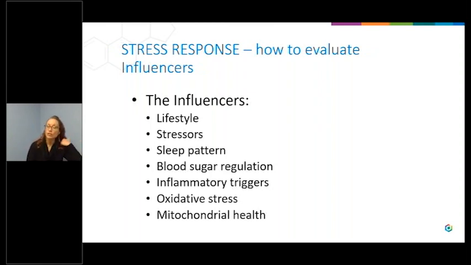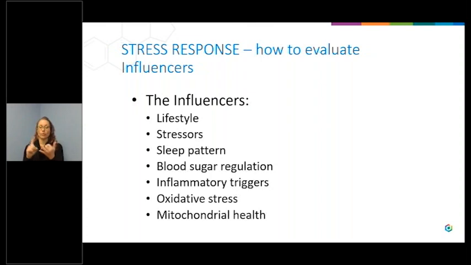What are the different stressors that you are exposed to? What are the foods you're exposed to? What are the chemicals you're exposed to? What are the things that you wash your hair with, right? Like all of those things. How is your sleep pattern? We know that circadian rhythm is really important to cortisol function. We want to know what you're doing for your sleep pattern.